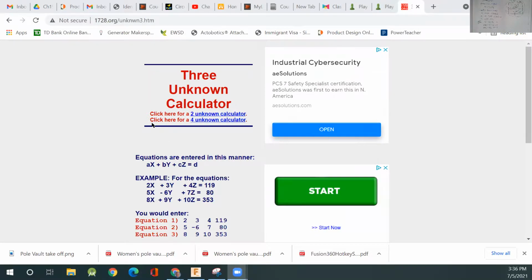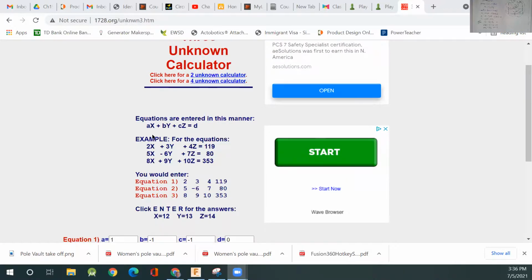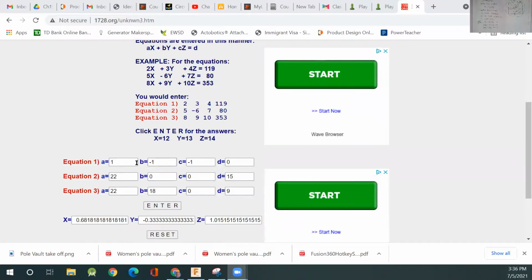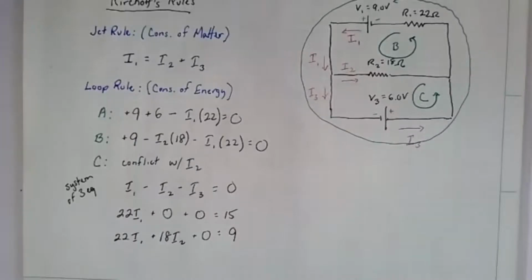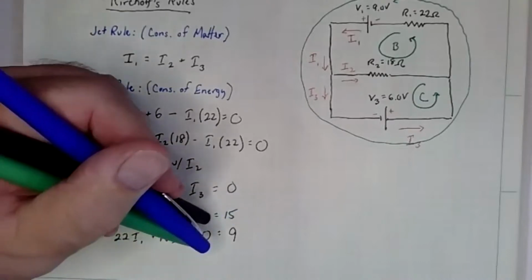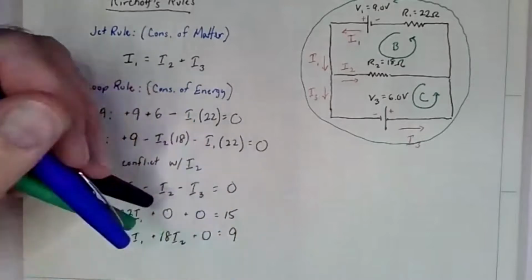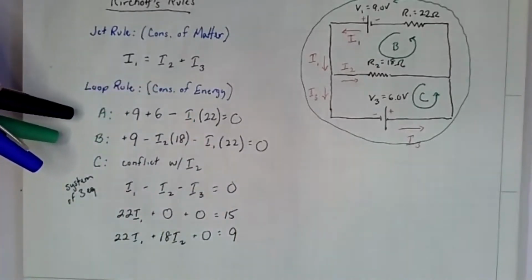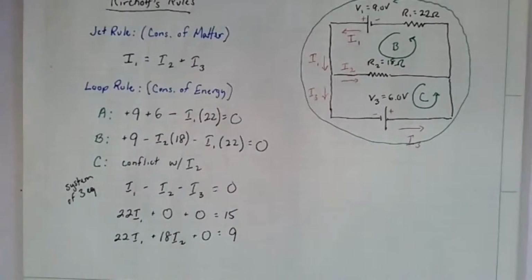And what I've done was, instead of having I1, I2, and I3, I have X, Y, and Z. So I entered my coefficients right in here. This looks like a matrix, right? So there they are. 1, -1, -1, 0, 22, 0, 0, 15, 22, 18, 0, 9. Right. Okay, so let's go back and see what we have for the numbers.